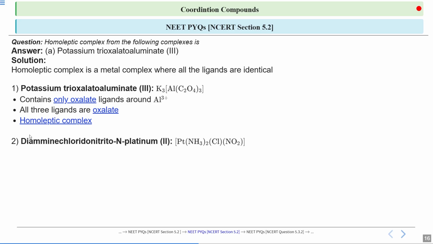The second complex given is diamminechloridonitritoplatinum(II), whose formula will be [Pt(NH3)2Cl(NO2)]. Here it contains different ligands: ammonia, chlorine, NO2. Different types of ligands are present in this complex, so this is a heteroleptic complex.